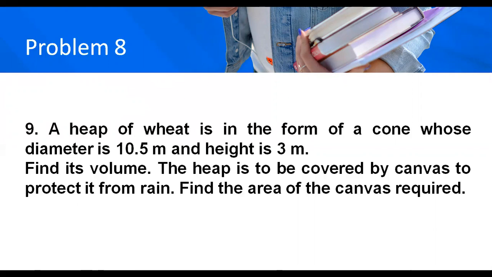Now the heap is to be covered by a canvas to protect it from rain. We need to find the area of the canvas required. So you have to find the lateral surface area. Here you know the formula for lateral surface area. You have the r value and you know the height, so you can find the L value. And by using this, you solve this problem as an assignment.